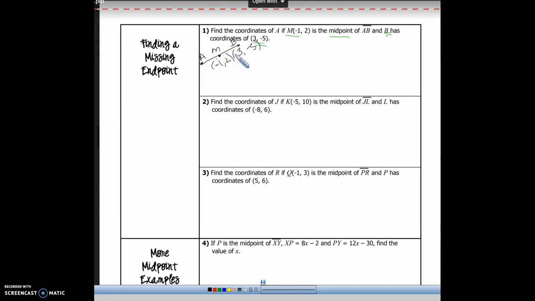Okay, so it wants me to find what is the coordinate, the x and the y coordinate of A. I know an endpoint, I know a midpoint, I need this endpoint. So we can still use our midpoint formula. We've got to find two different numbers, an x value and a y value. So I'm going to split this in half so I can find my x and my y value.